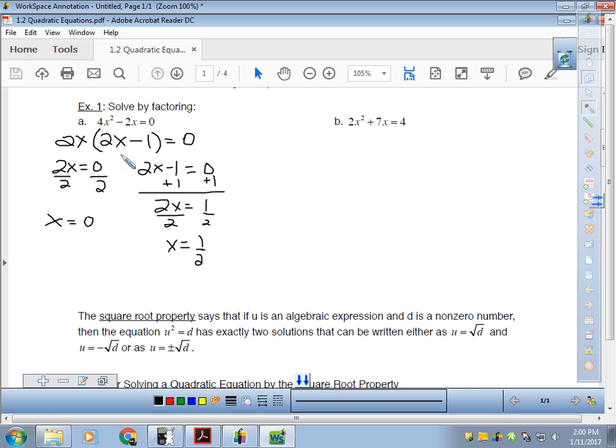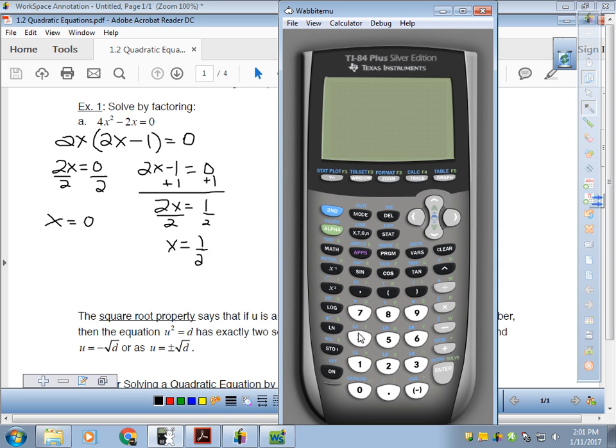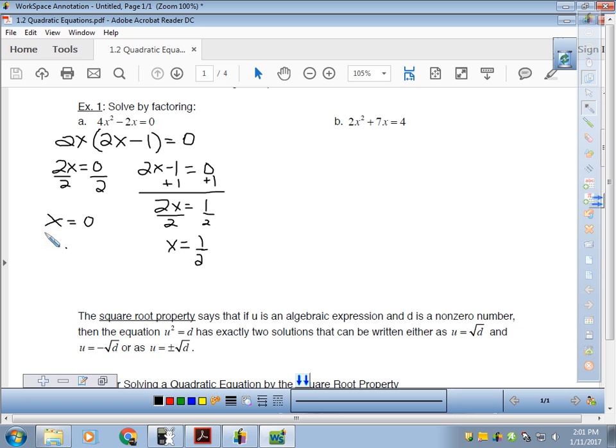Now, before we box these answers in, we do want to check them in the original equation. So let's start with 0. I'm just going to plug it in here with my calculator. 4 times 0 squared minus 2 times 0. I do get 0, so that one does work. All right, now let's check the 1/2. 4 times 1/2 squared minus 2 times 1/2. Yep, I get 0. That one's okay too. So both of those answers are okay, so I can box them in. Box that one in, and box that one in. And so there we go.